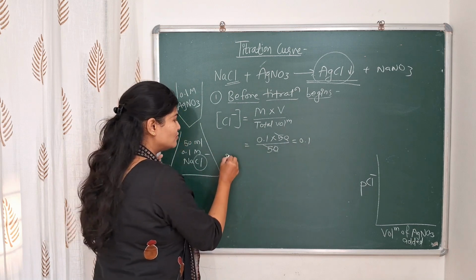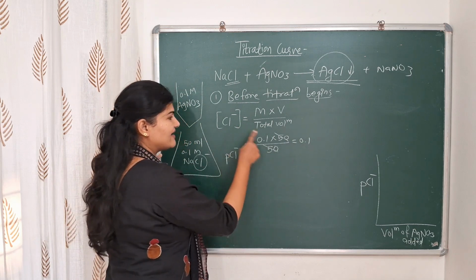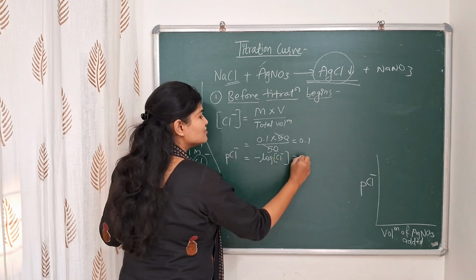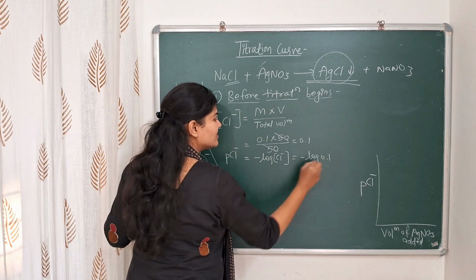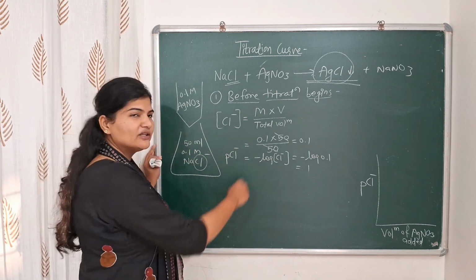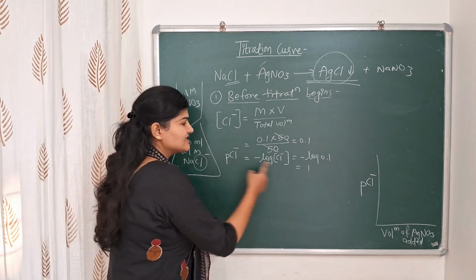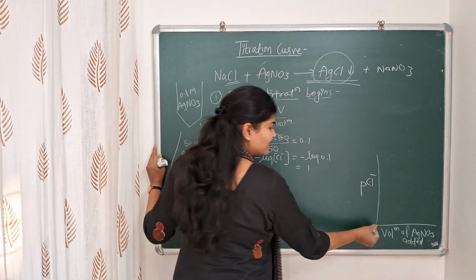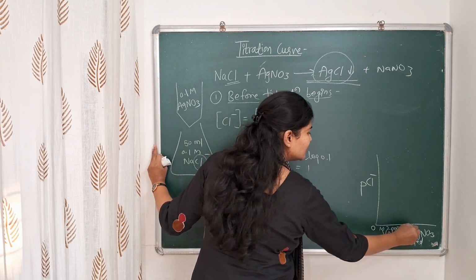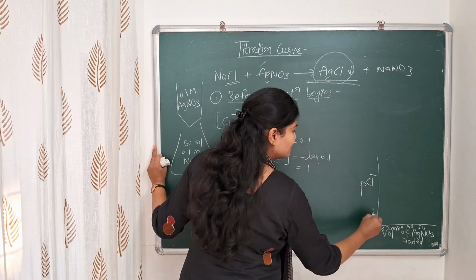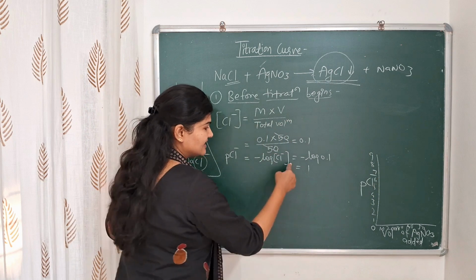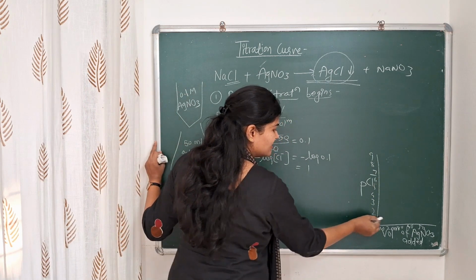If I want to calculate pCl minus, I'll have to take the negative log of the concentration of Cl minus. The negative log of 0.1 will definitely come to 1. You can solve this easily on a calculator. So the pCl minus value is starting from 1. If I take 0, 10, 20, 30, 40, 50 values here, and 1, 2, 3, 4, 5, 6, 7, 8, 9 values on the y-axis, then my graph is going to start from somewhere here.